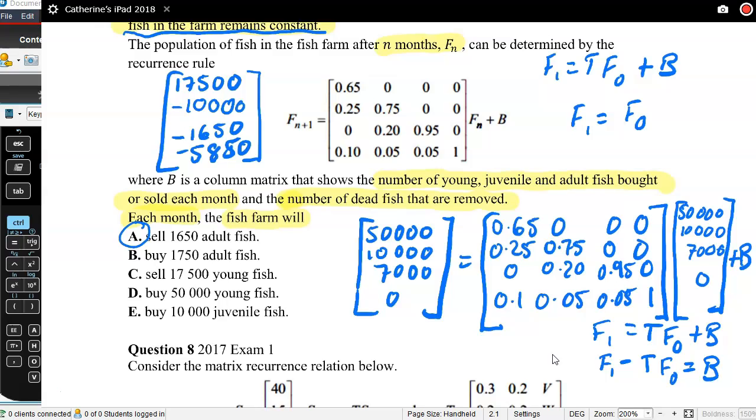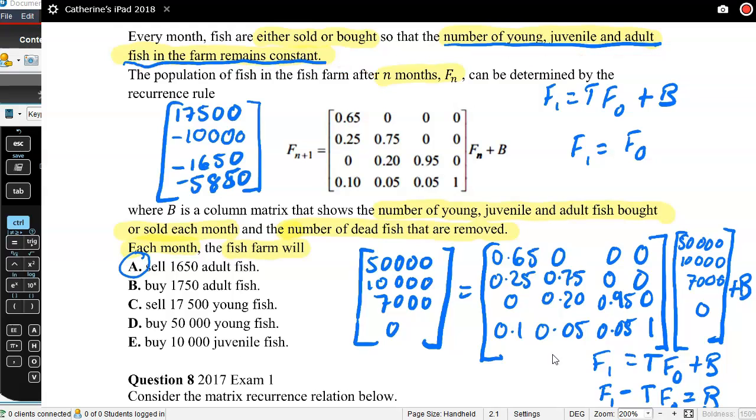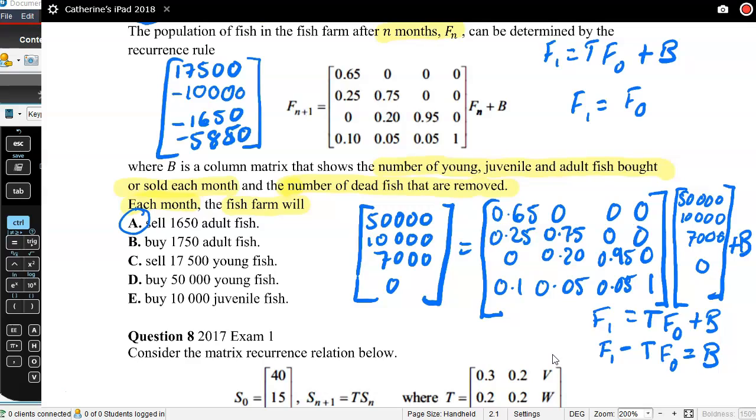I'll go through a bit more of the examiner's report. Many students struggle to answer this question correctly. The critical information in the question was the fact that the number of each type of fish remains constant, so that the matrices F0 and F1 were the same. There it goes through constructing our matrix equation, which we've done. At this stage of the solution, the question required the student to correctly interpret the signs of the elements in matrix B. A positive value means fish are added to the system, bought. A negative value means fish are sold or removed. The element in the third row of this matrix shows that 1,650 adult fish must be sold if the number of each fish remains constant, leading to the correct answer, option A.